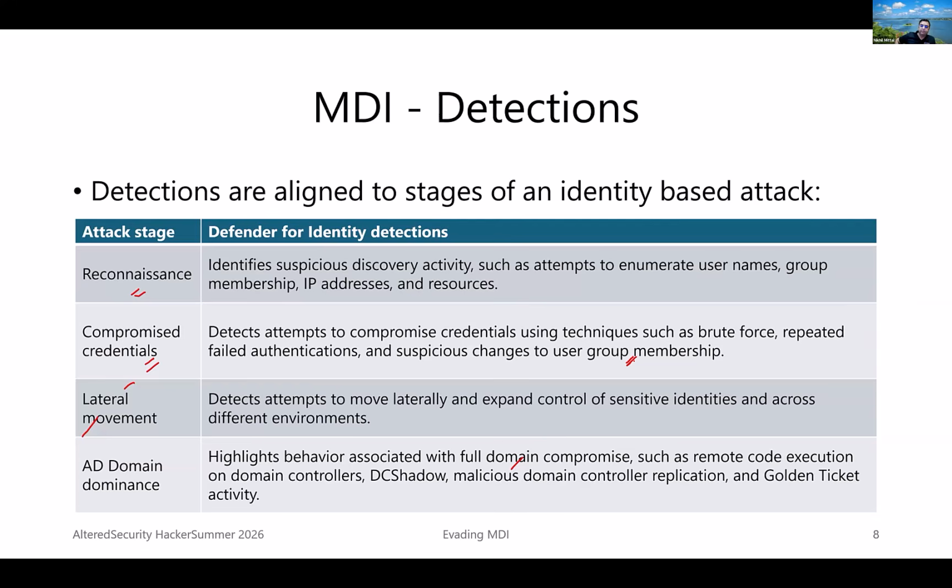Then lateral movement is when you try to access other machines. So to be honest, overpass the hash would be both part of compromised credentials and lateral movement. Same goes for certificate reuse, that is also a part of lateral movement when you try to access a new machine. And then comes the domain dominance. In fact, it is the domain dominance part that actually got the organization that originally developed ATA, it was this organization that got ATA acquired.